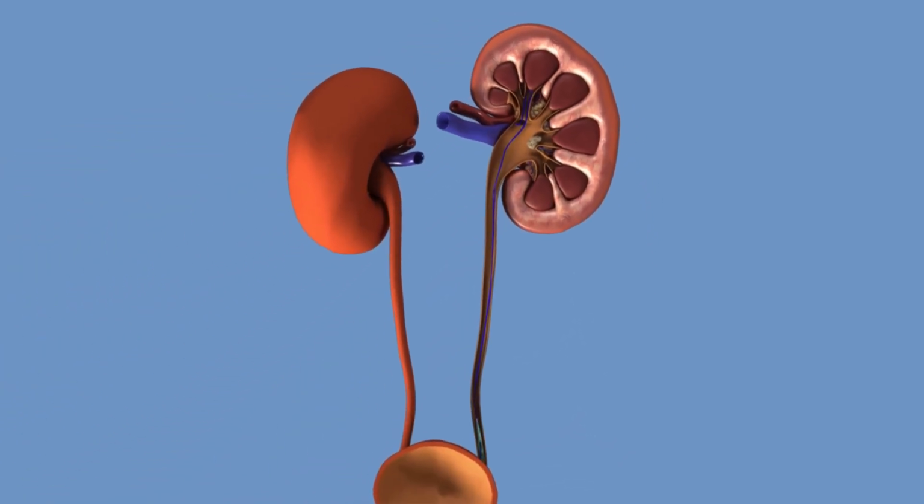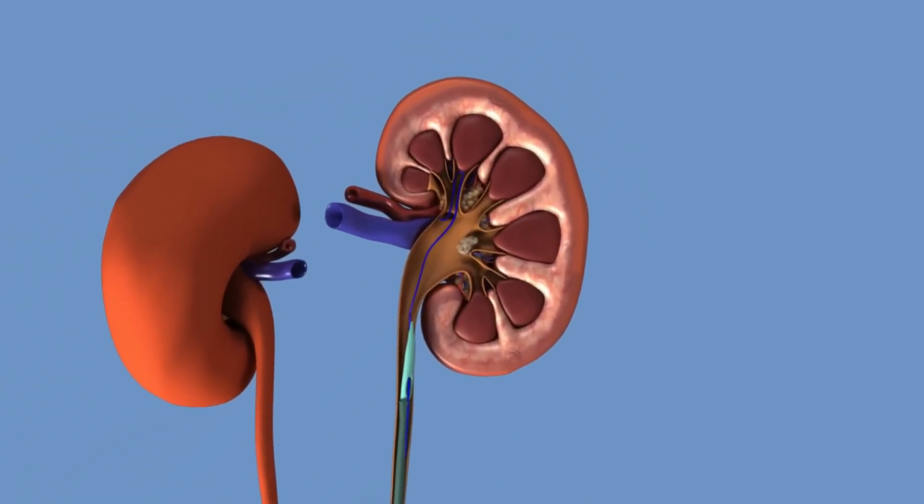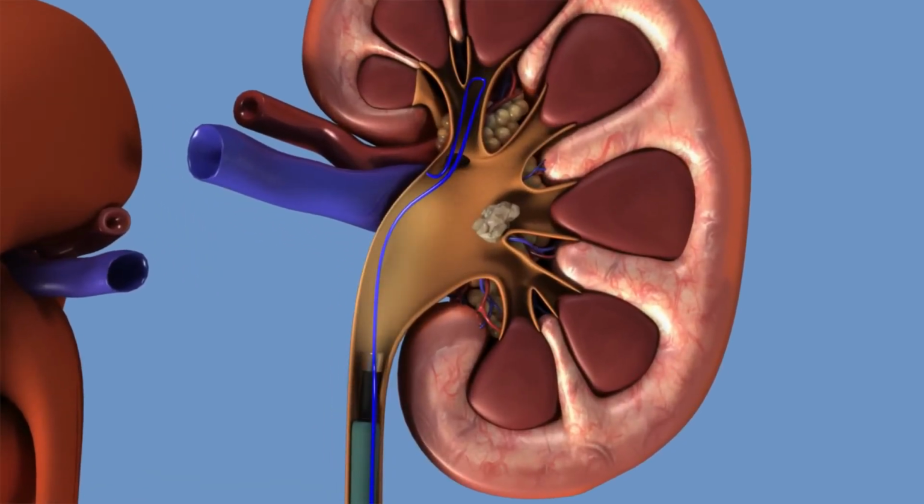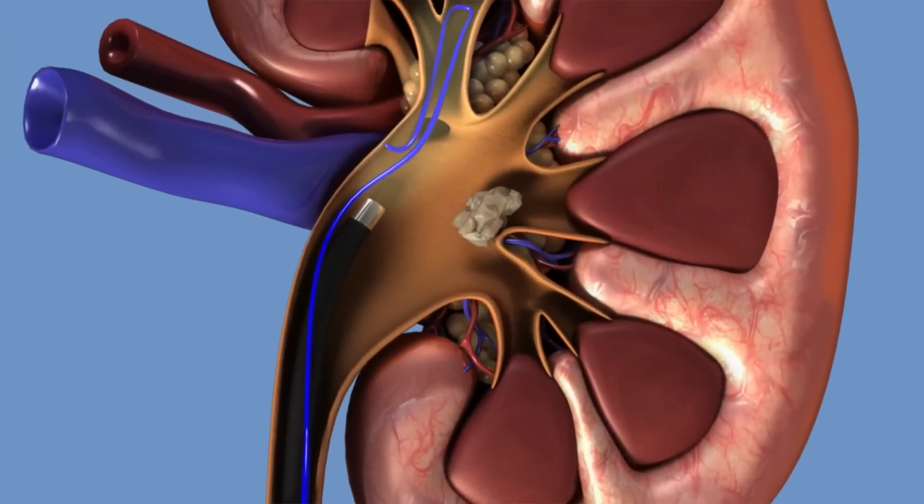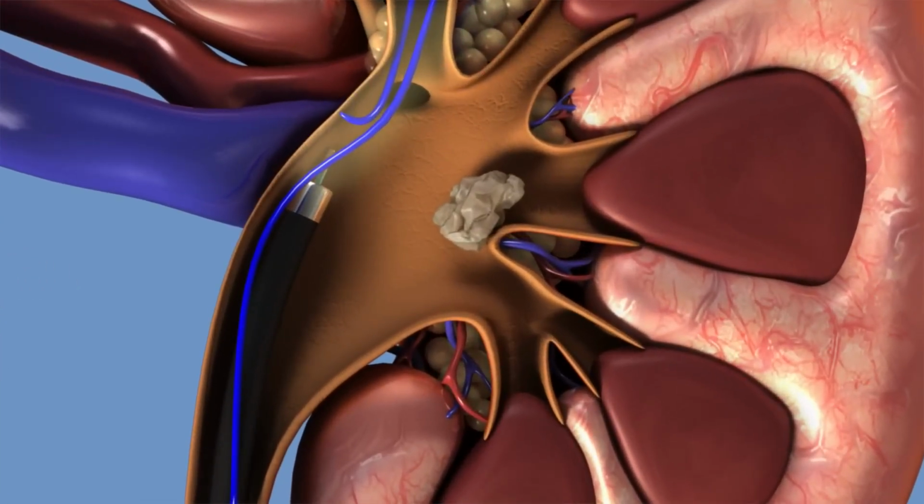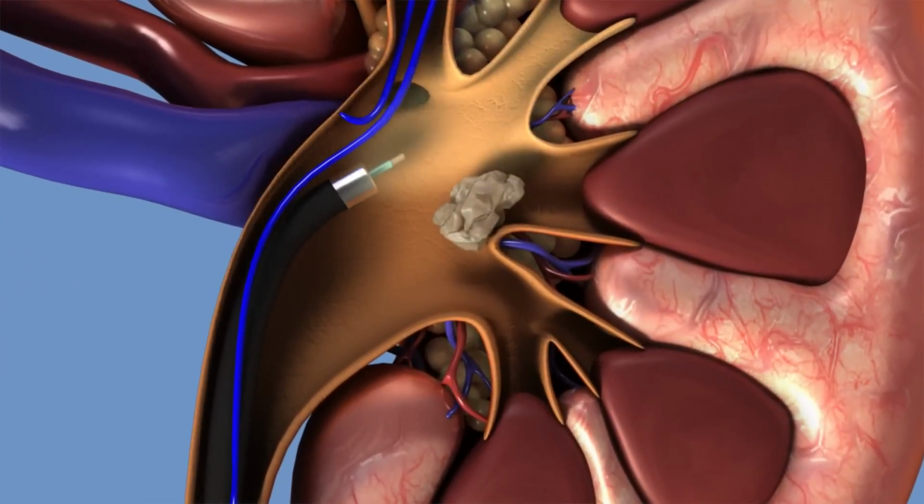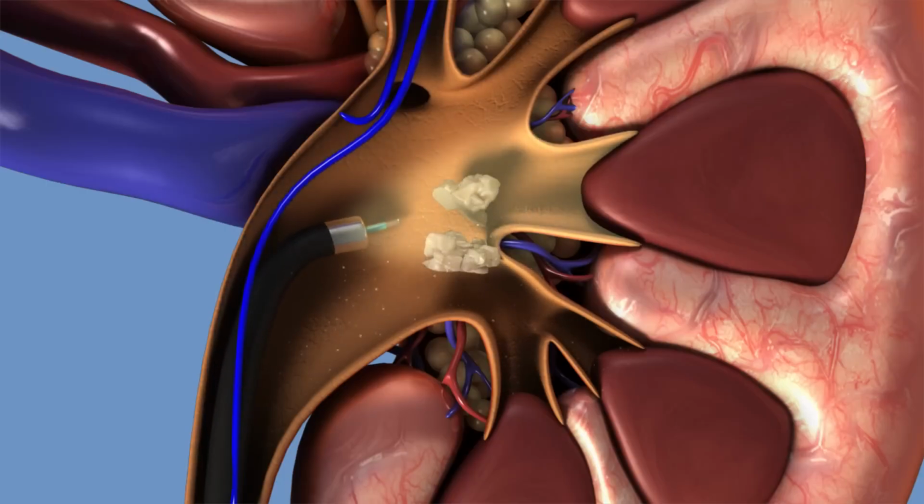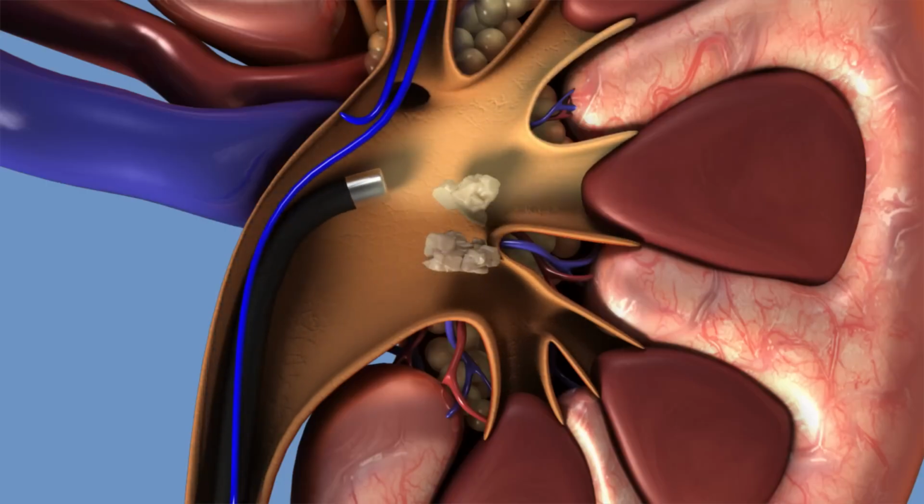Depending on the location of the stone, a rigid or flexible ureteroscope is passed through the urethra into the bladder, following the safety wire into the ureter, the small tube that drains urine from the kidney to the bladder. Once the stone is located, it may be pulled out directly with a so-called stone basket, or a laser is used to break the stone into smaller pieces before extraction using the basket.